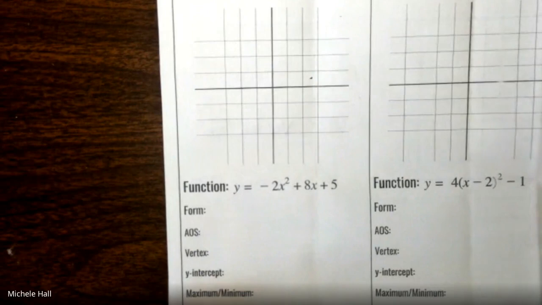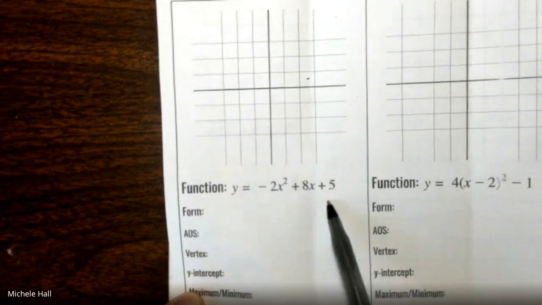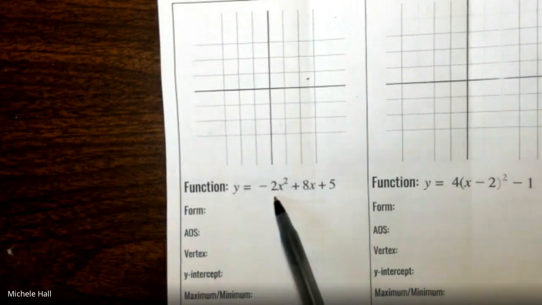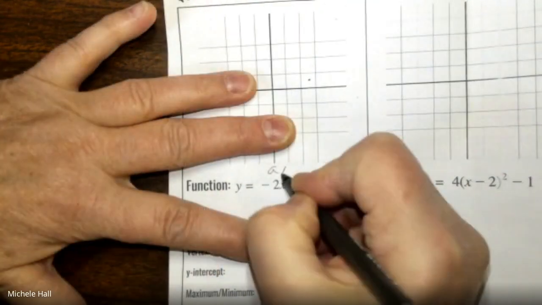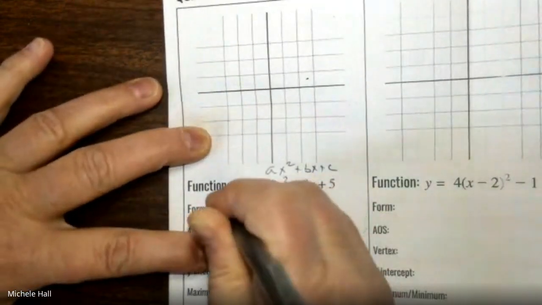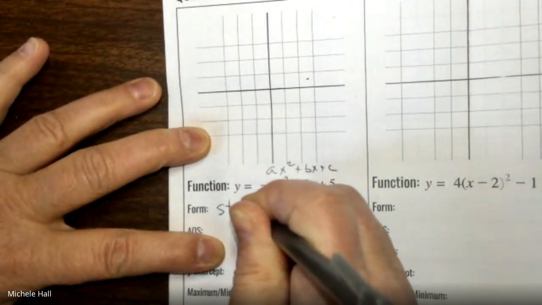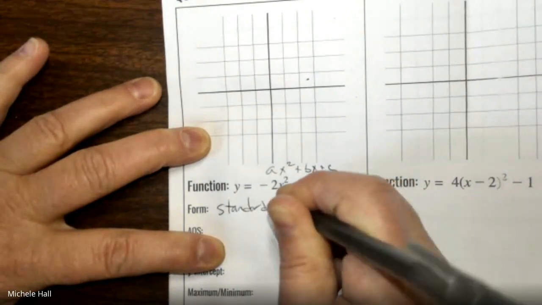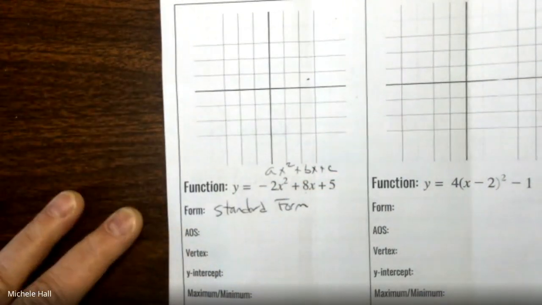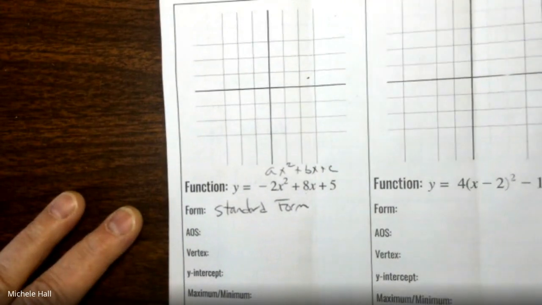Okay, here we go. What form is the first one in? What form is this? It's standard form. The ax squared plus bx plus c. That's standard form. If you don't have it filled in, by all means, fill it in standard form. This is part of your test. This is 1.1 and 1.2 right now, graphing the 3 different forms.